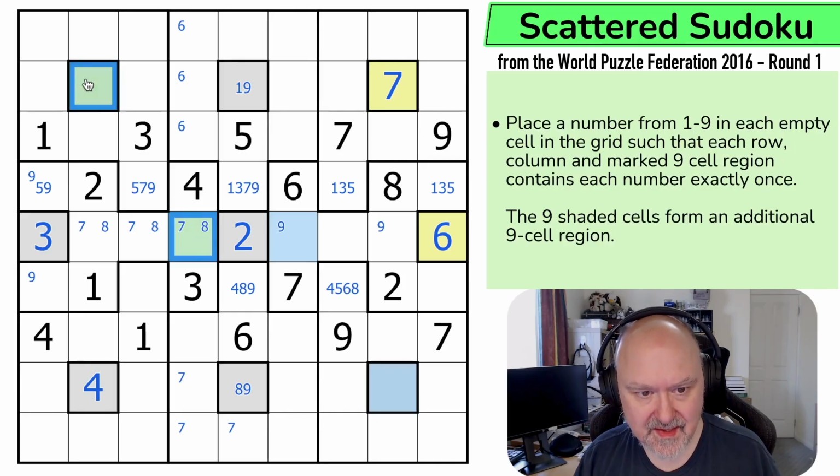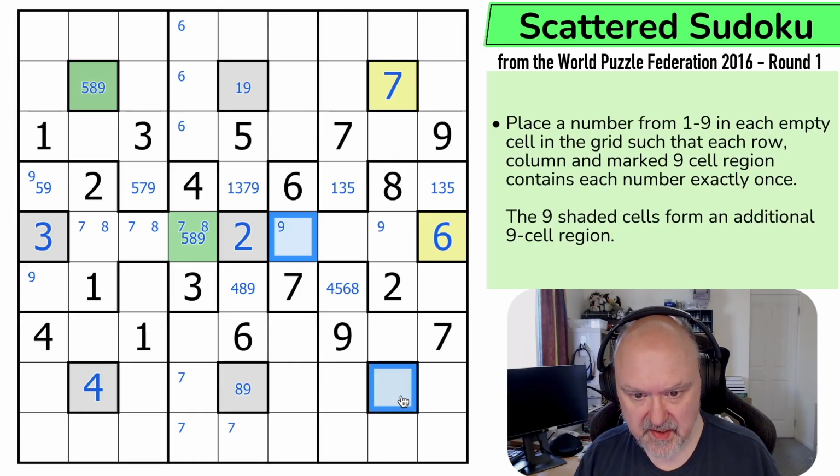So what can these be? They can't be 1, 2, 3, 4. They could be 5. They can't be 6, 7, because I've already got those in that extra region. 8, 9. Can I remove any of those? No.